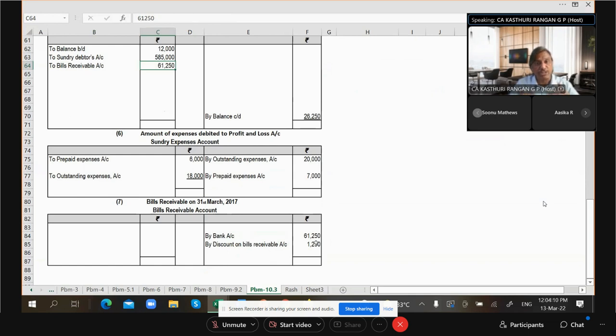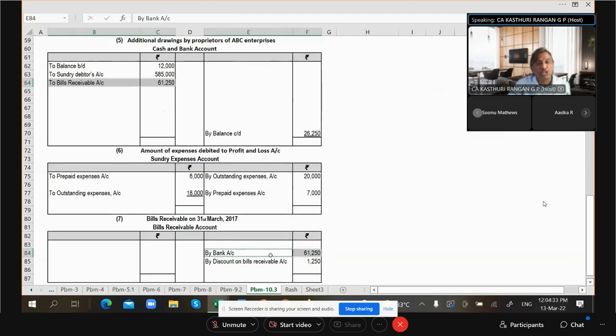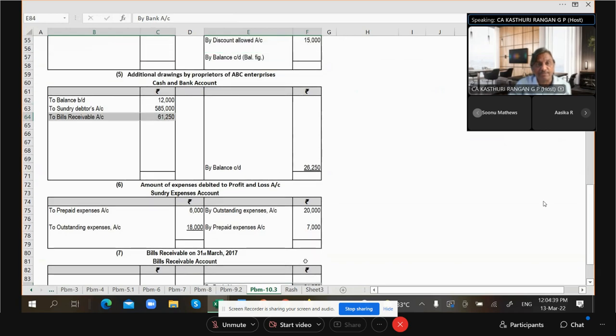That is the entry. When you discount a bill, you will be getting money, you will be allowing a discount. What is the entry we have made? Bank account debit 61,250. Discount account debit 1,250 to bill receivable. Okay. So this double effect is given. Debit bank, credit bill receivable. Discount, it's an expenditure to the business, so we have to put it in the P&L.